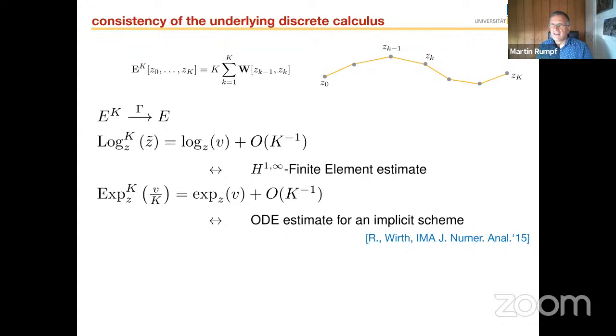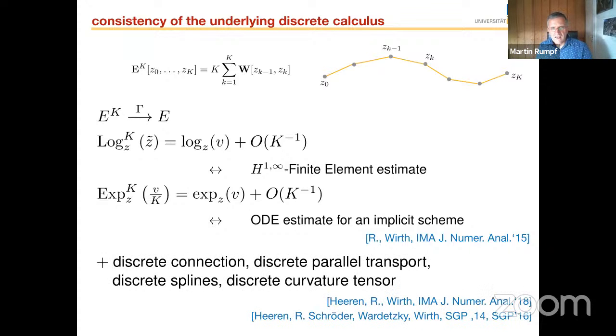We have really H^{1,2} convergence of these minimizers. We have that the logarithm converges, which is an H^{1,∞} finite element estimate. And we have that the exponential map converges, which is an ODE estimate for an implicit ODE scheme. And in addition, which we will not need here, we also know that there is a discrete connection, discrete parallel transport, discrete splines, and a discrete curvature tensor, and they can all be shown to converge nicely to their continuous counterparts.